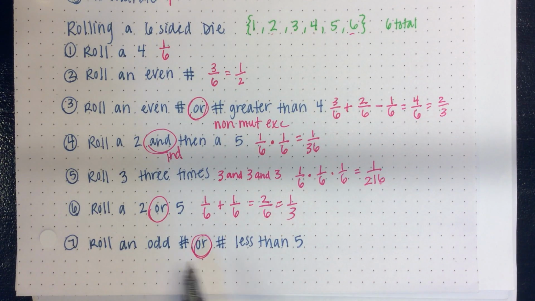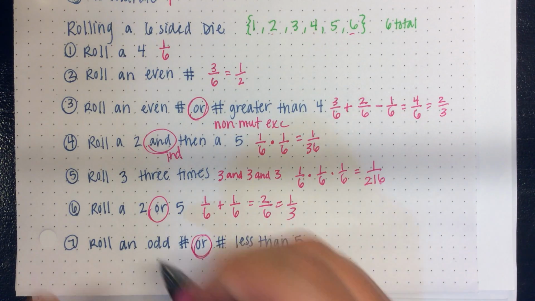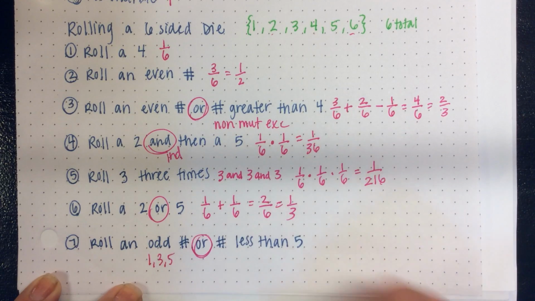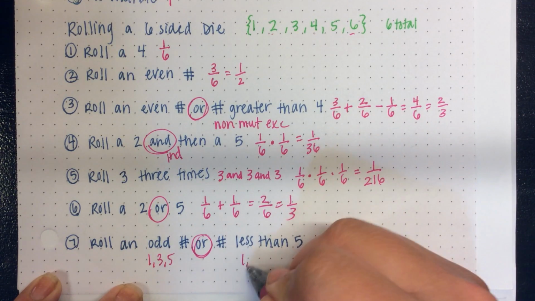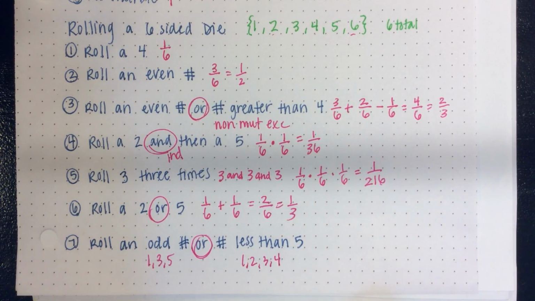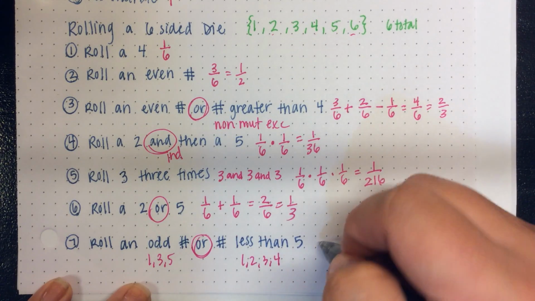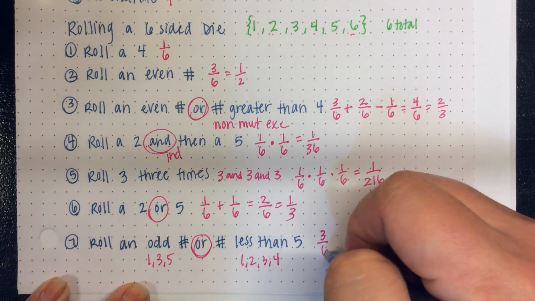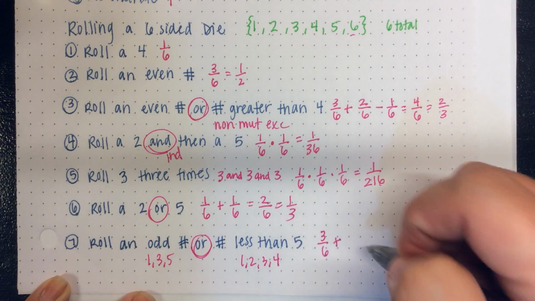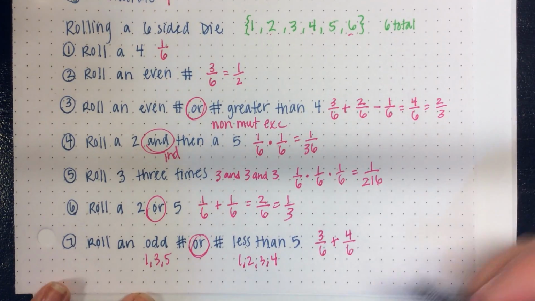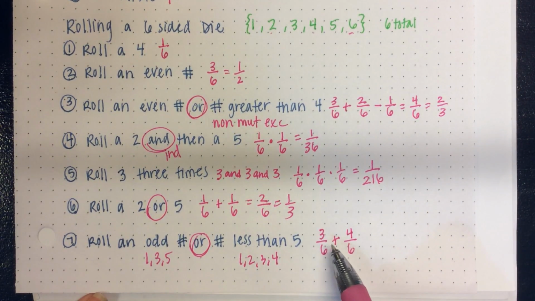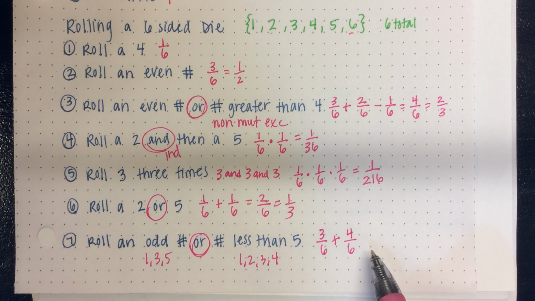And then for the last one, I got "or" again. I want an odd number or a number less than 5. So my odd numbers are 1, 3, and 5. My numbers less than 5 are 1, 2, 3, and 4. So the probability I get an odd number is 3 out of 6, added to the probability I get a number less than 5, that's 4 out of 6. Now, if I went ahead and added, that would give me 7 out of 6. That's bigger than 1. That's not possible. I can't get more than 100% when I'm finding probability.